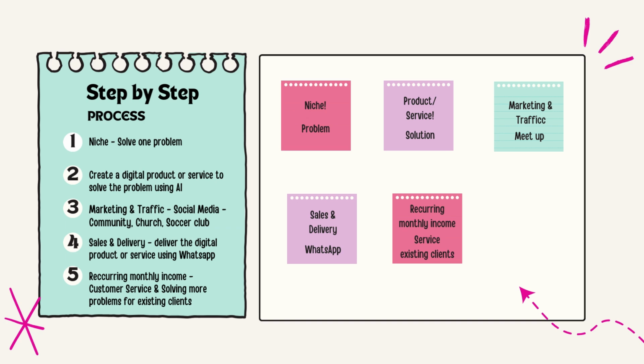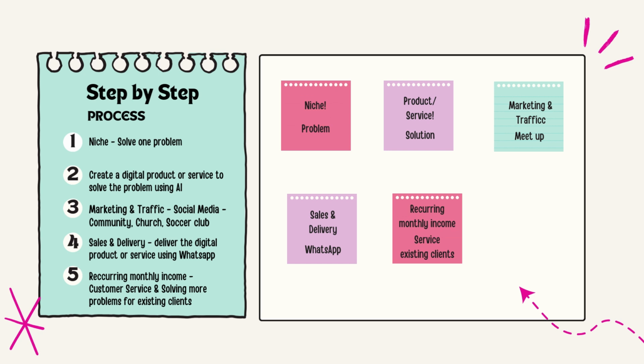The next thing is a recurring monthly income. Now, recurring monthly income just doesn't come like that. It comes with customer service and solving more problems for existing clients. Okay, so let's just say I'm doing parents. The first thing was managing screen time. The next solution could be some parents would say, oh God, my kids don't have a routine, or they're all over the place, or they're having discipline issues. That's the next thing that you could solve for them.